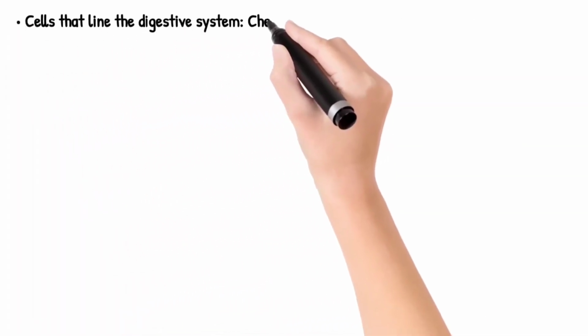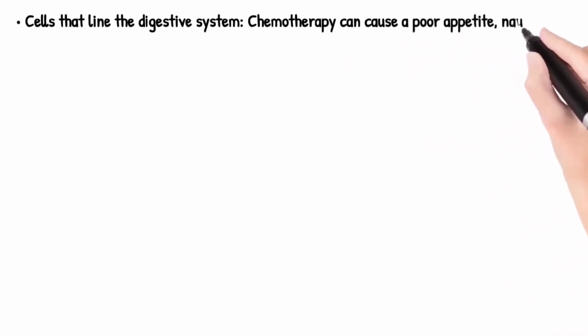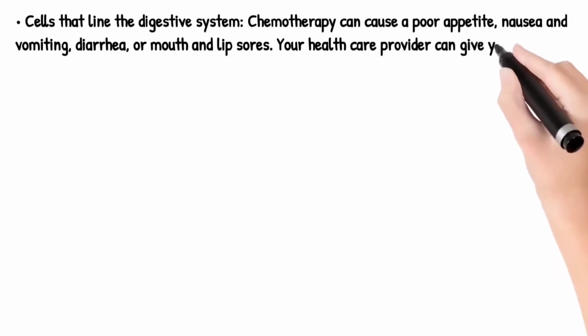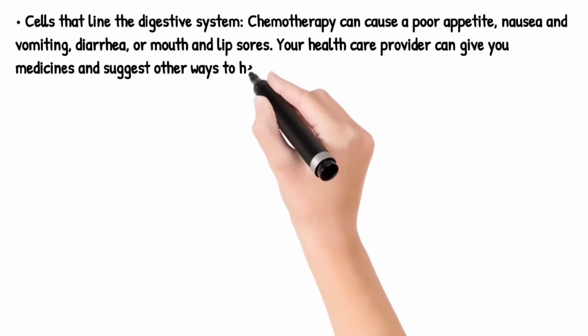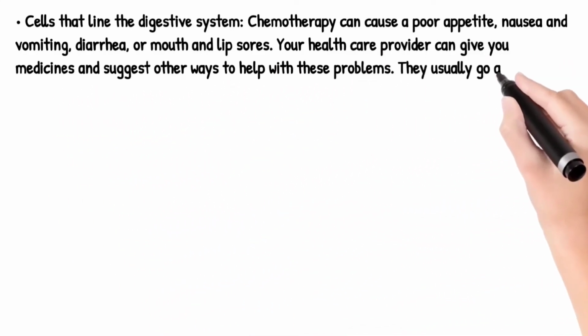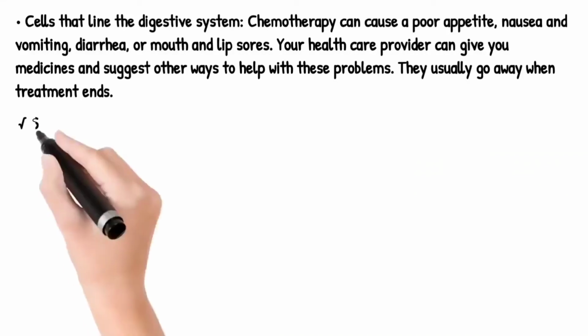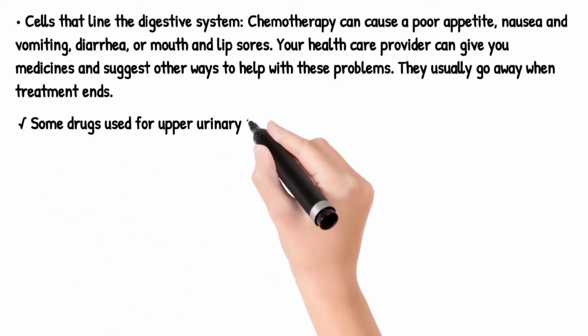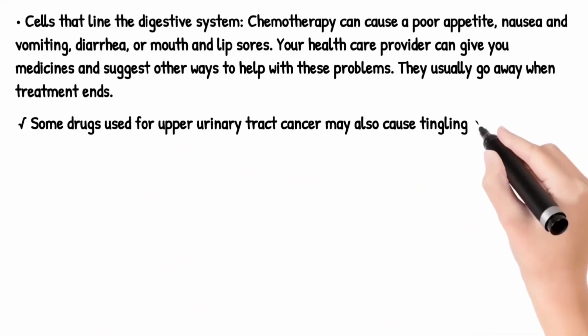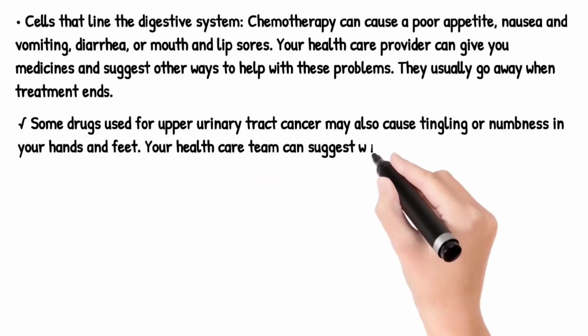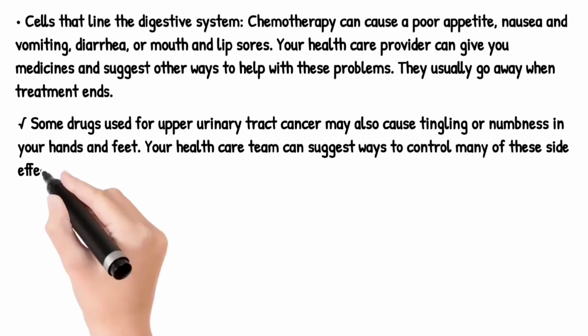Last is cells that line the digestive system. Chemotherapy can cause a poor appetite, nausea and vomiting, diarrhea, or mouth and lip sores. Your healthcare provider can give you medicines and suggest other ways to help with these problems. They usually go away when treatment ends. Some drugs used for upper urinary tract cancer may also cause tingling or numbness in your hands and feet. Your healthcare team can suggest ways to control many of these side effects.